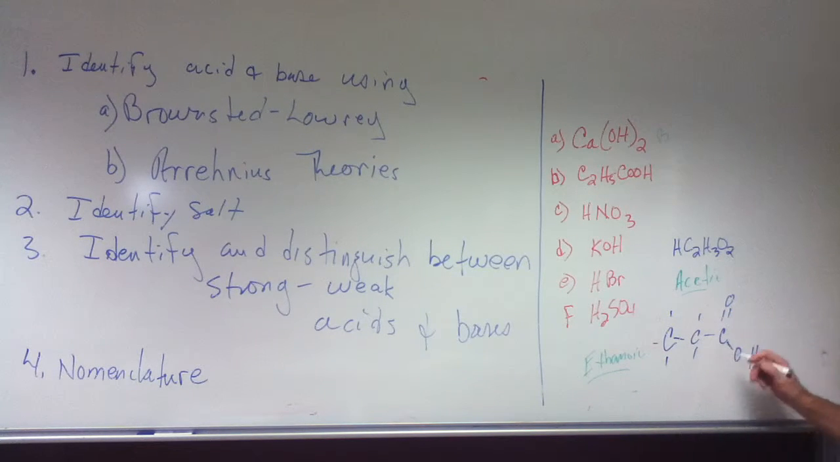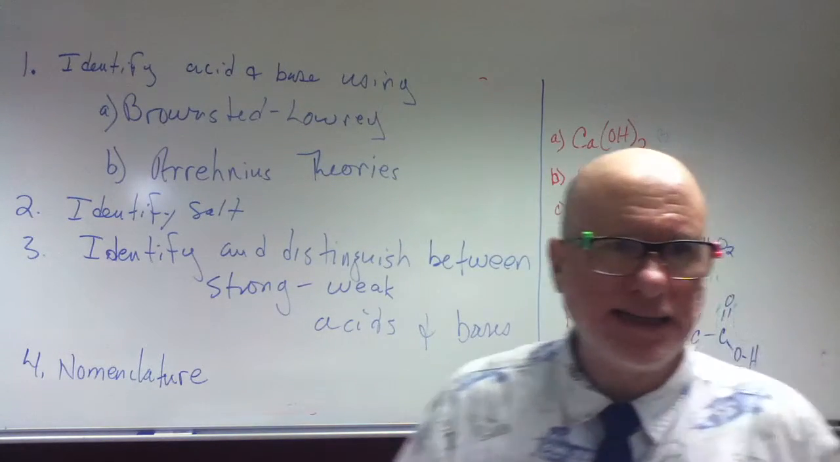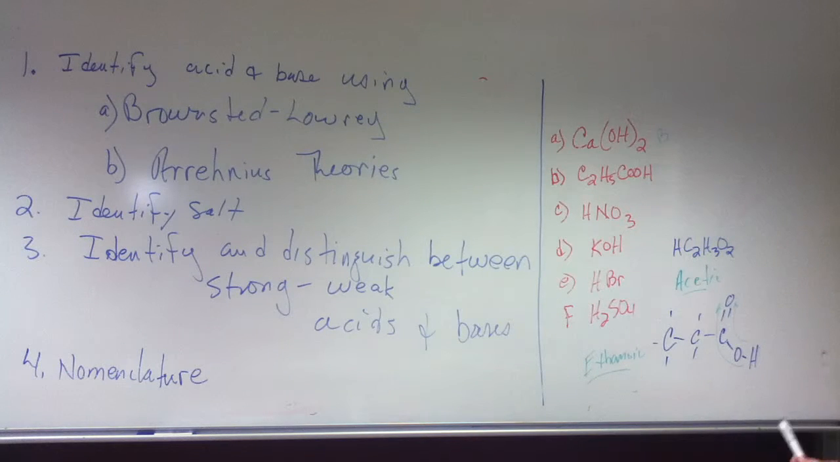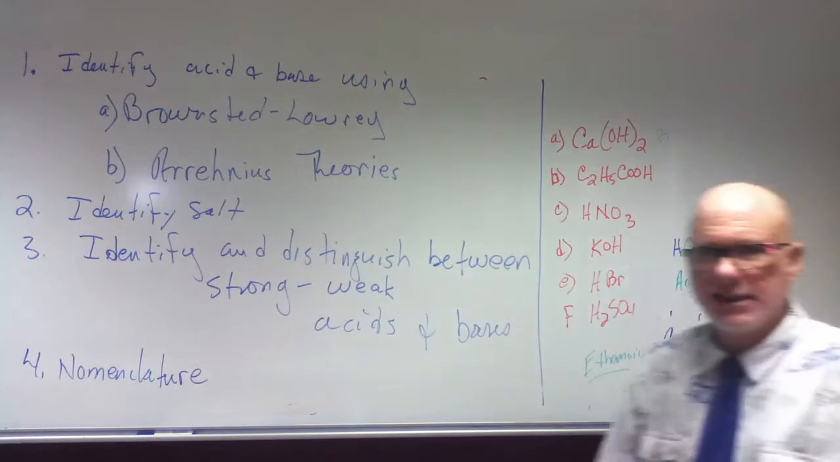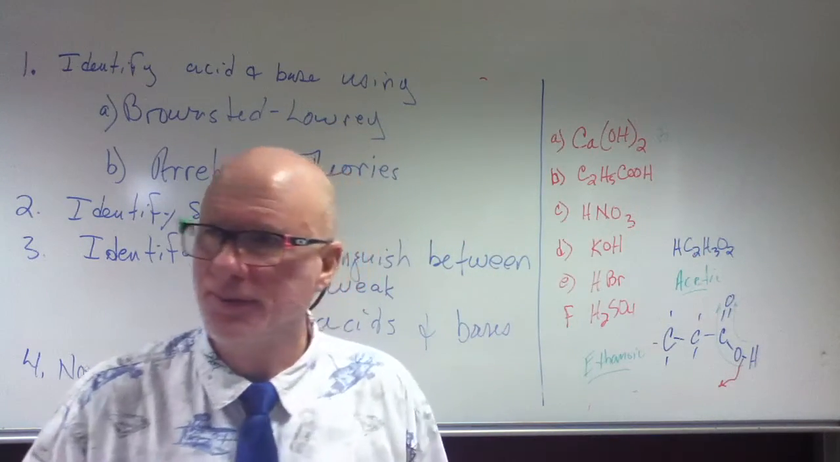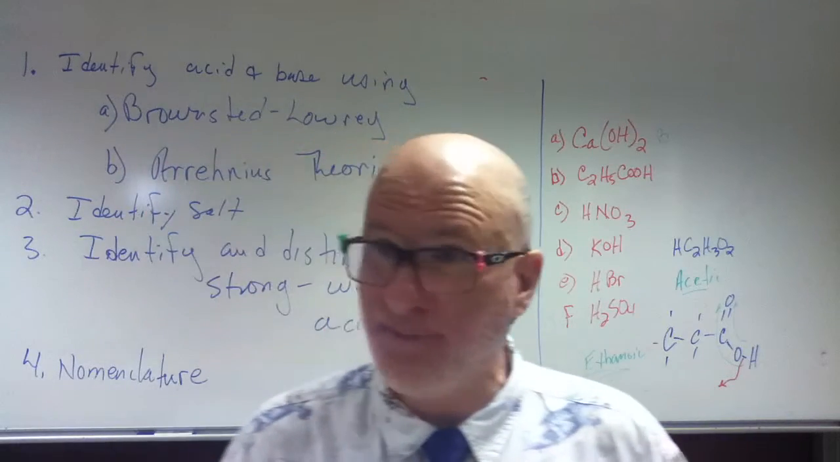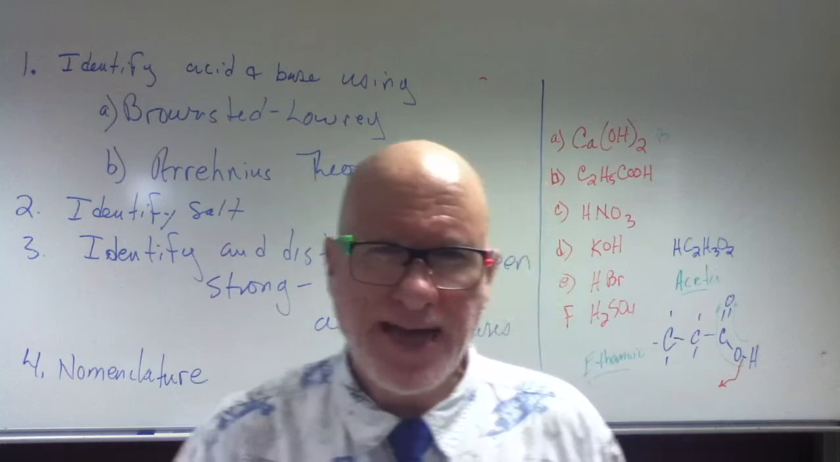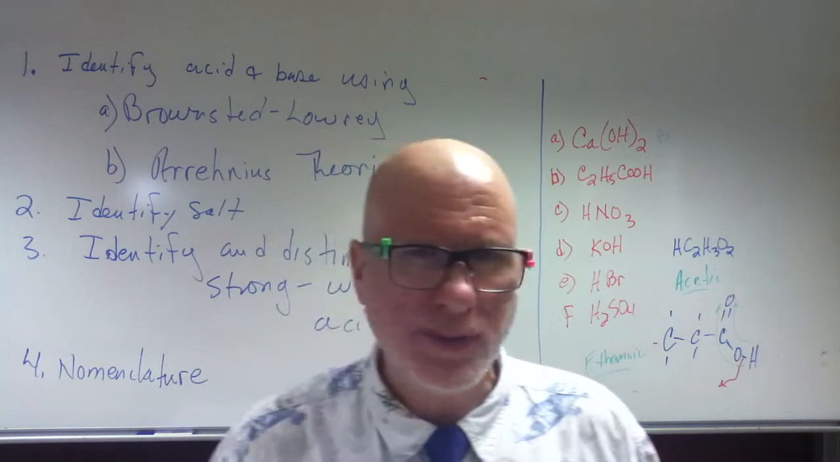And what happens is that this acts kind of like an electron vacuum, that C double bond O. And what it does is it weakens this bond here. It weakens it. Okay? And the hydrogen is allowed to come off. Yes? If that double bond didn't exist, what's it called?